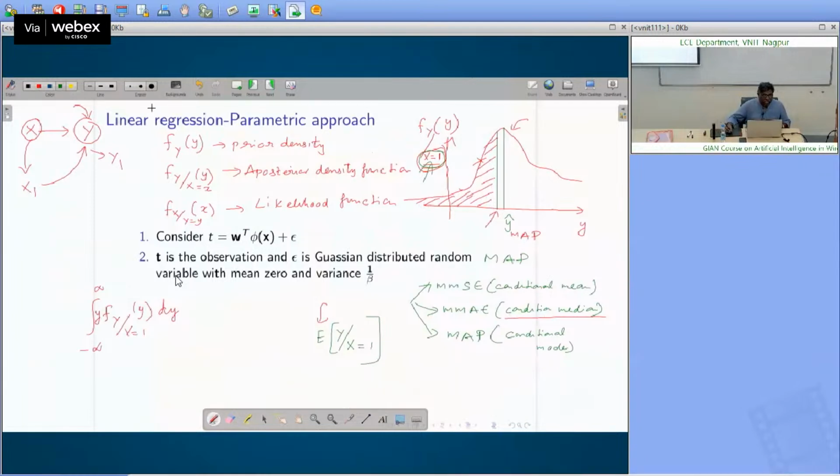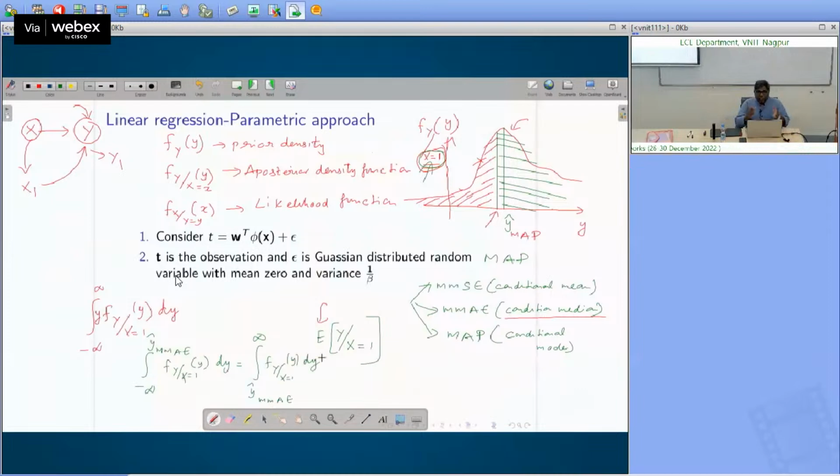And if I take the area on the right-hand side, it is the area from that point to infinity. These two are going to be equal. So from minus infinity to this y cap, which we called the MMAE, of the density function f of y given x equal to 1 of y dy, is equal to the integral from y cap MMAE to infinity of f of y given x equal to 1 of y dy.